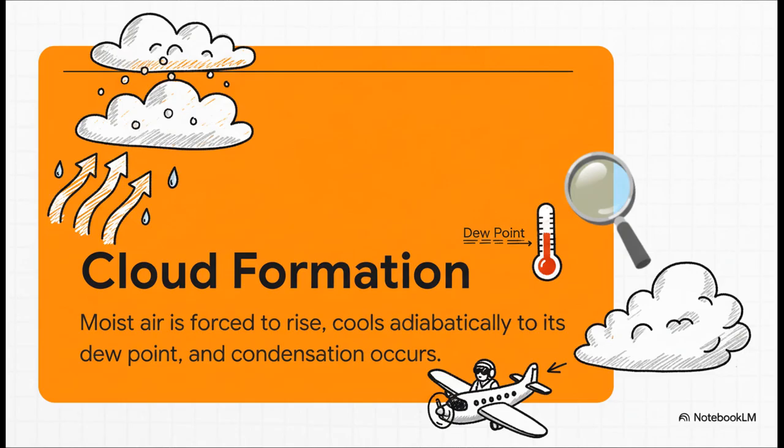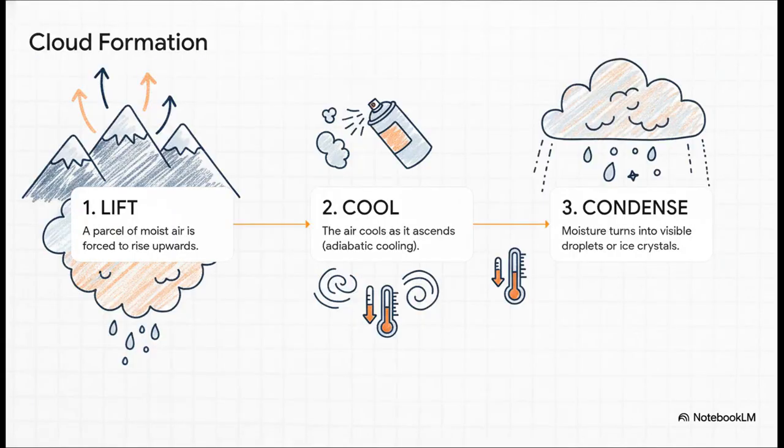You take some air that has moisture in it, you force it to go up, and as it rises, it gets colder. Once it cools down to a very specific temperature, we call that the dew point, that invisible moisture suddenly condenses into the visible water droplets that we see as a cloud. Let's break that down into three dead simple steps.